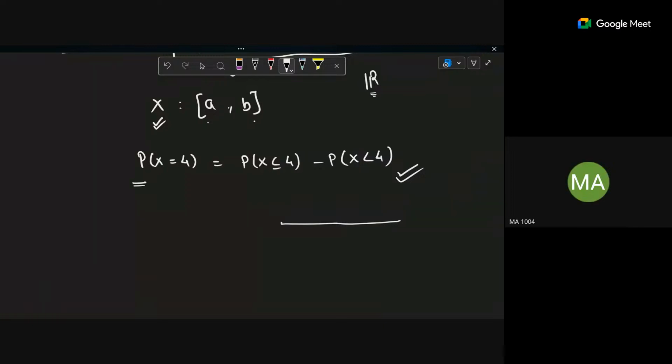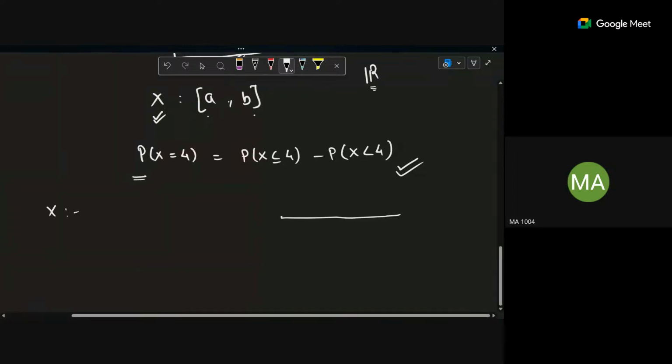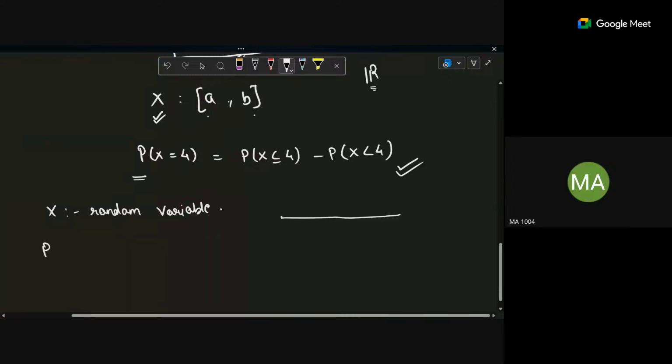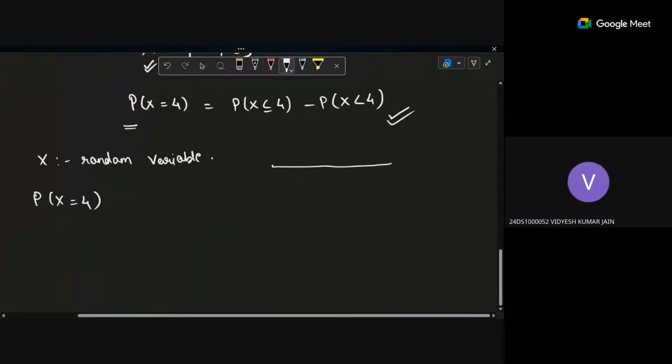Okay, directly claim it as 0. Let's say someone is asking you, X is a random variable, and the question is: calculate the probability that X is equal to 4. I am giving you some CDF.